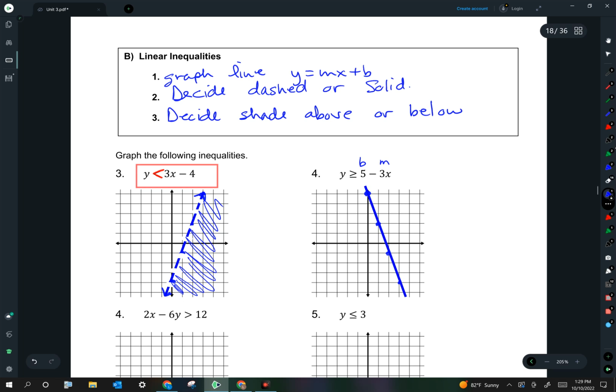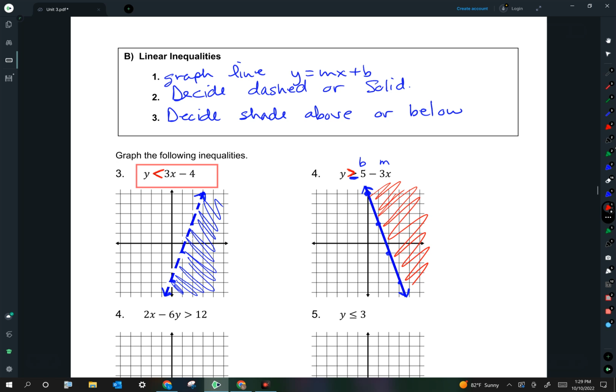So there's my line. The second thing I do is decide, should it be dashed or solid? Notice it has the little equal to right here, so it's a solid line. And then finally, do I shade above or below? When I look at the inequality, notice the inequality is a greater than. Greater than means above, so I'm going to shade above this line. Do you see that the values for y that are above this line are going to be over here? So it's not about left or right, it's about above or below the line.